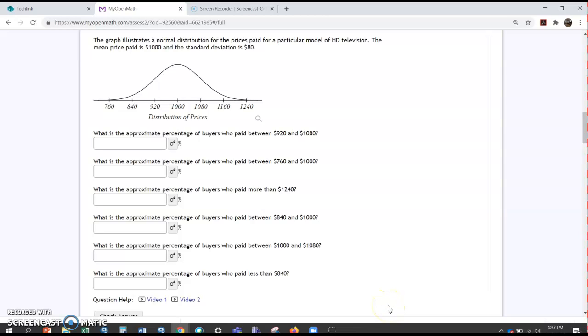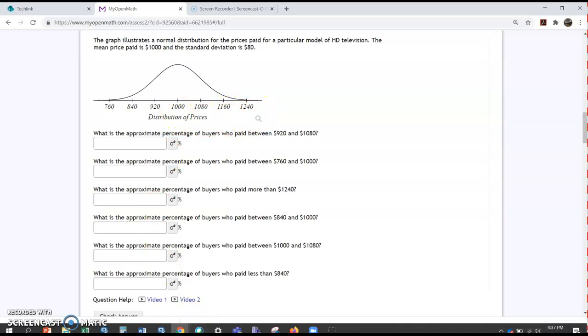So the graph here illustrates a normal distribution for the prices paid for a particular model of HD television. The mean price is $1,000 with a standard deviation of $80. So you see here, our mean is at 1,000. That's our center, and we know it's normal, so we have this nice symmetric bell curve, and each standard deviation is another $80 to the right and to the left.